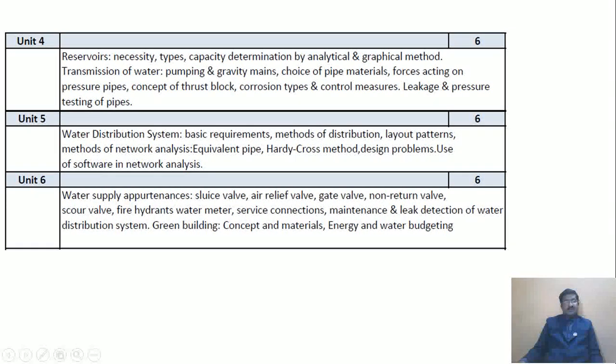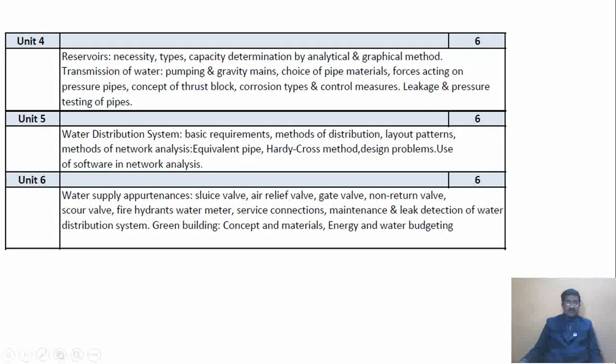Then unit 5 comprises 6 lectures. Its contents are water distribution system, basic requirements, methods of distribution, layout patterns, methods of network analysis, equivalent pipe, Hardy Cross method, design problems, use of software in network analysis. So, as I told, it requires 6 lectures.